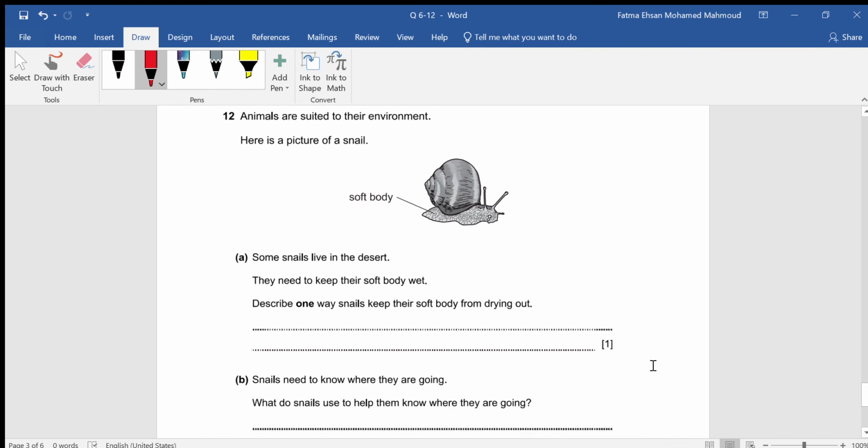Question number 12. Animals are suited to their environment. Every animal has to adapt to the environment. Here is a picture of a snail. I have a snail here with its soft body. Some snails live in the desert. They need to keep their soft body wet. Describe one way snails keep their soft body from drying out. So this is a snail living in the desert. The desert has very, very high temperature. And what does the snail have to do so it can live? How is it adapted? Okay, one way that snails have what? Snails have slime to keep it wet.